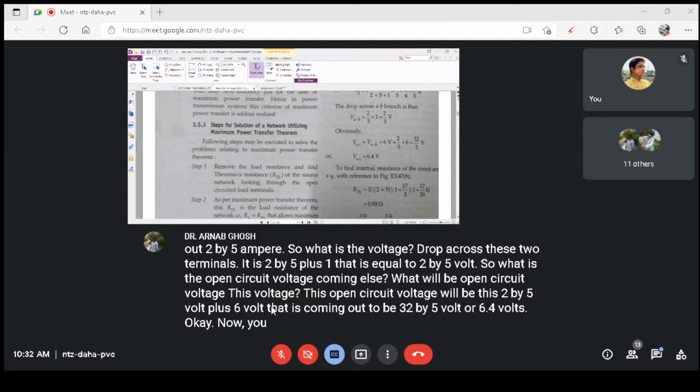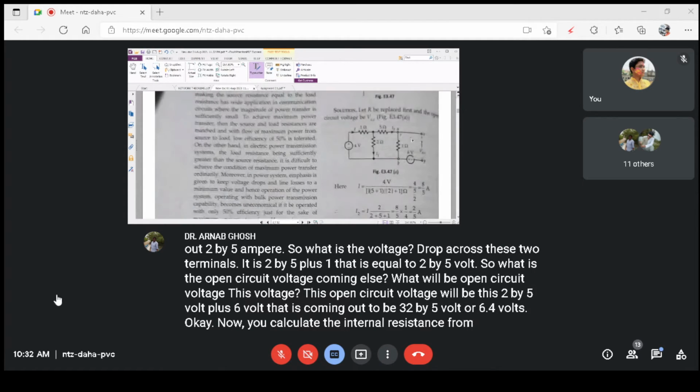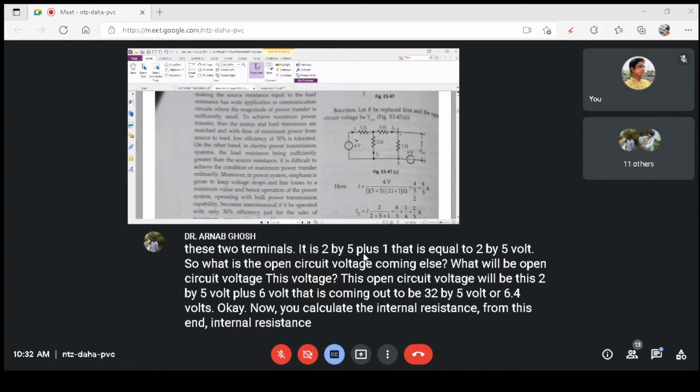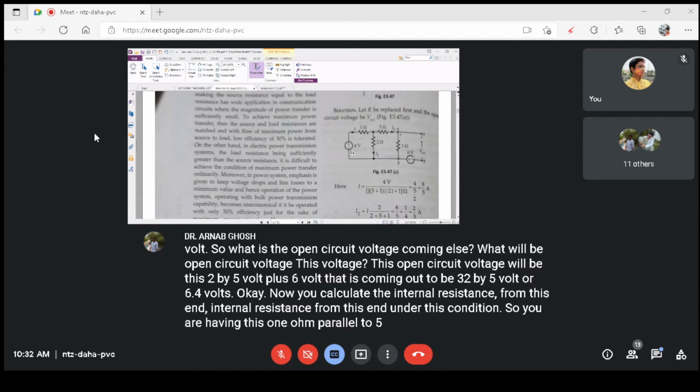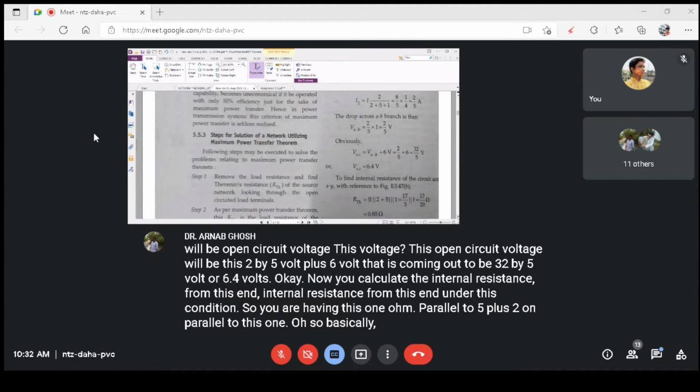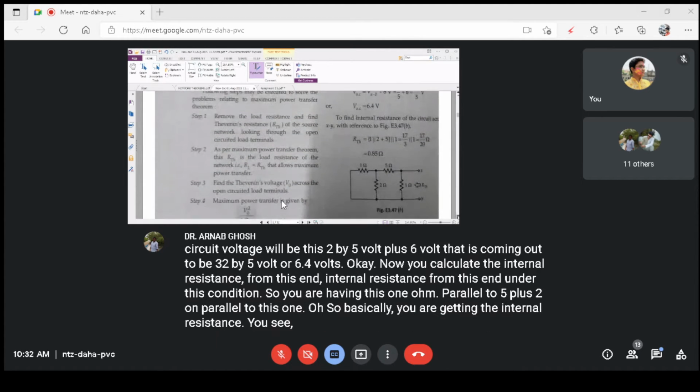You calculate the internal resistance from this end. Internal resistance from this end under this condition. So you are having this 5 plus 2 ohm parallel to this 1 ohm. So basically you are getting the internal resistance as 0.85 ohm.